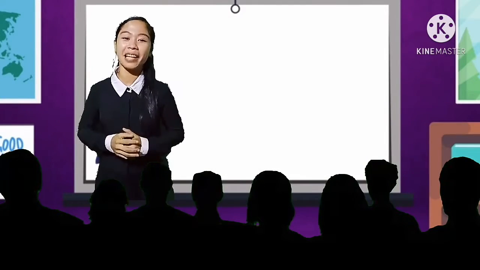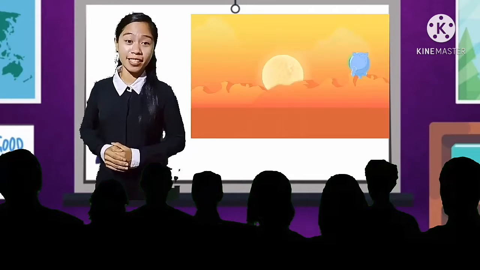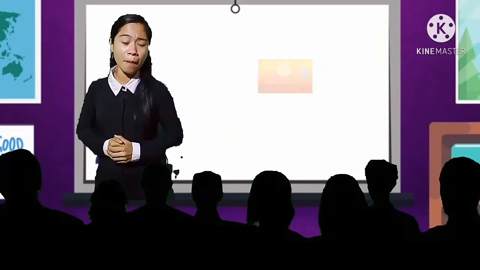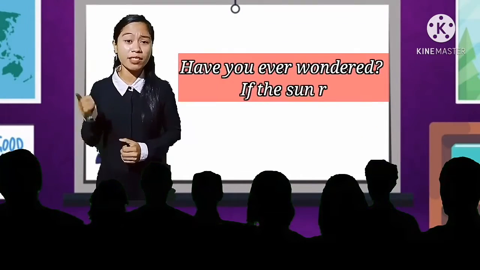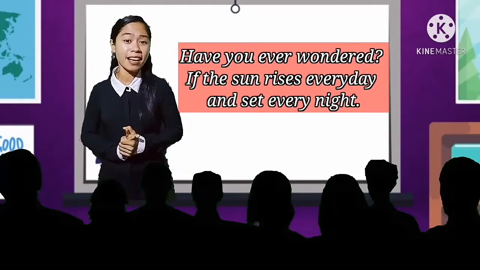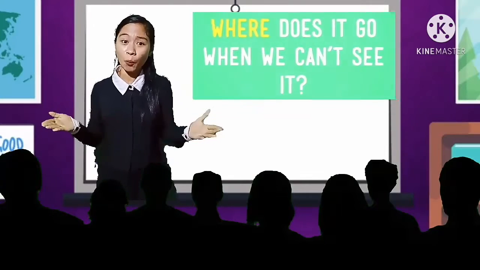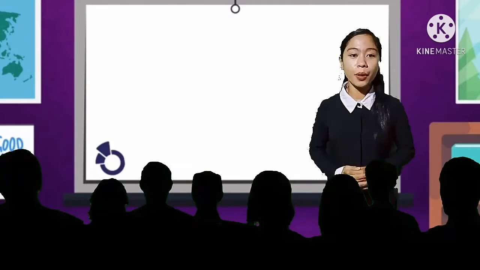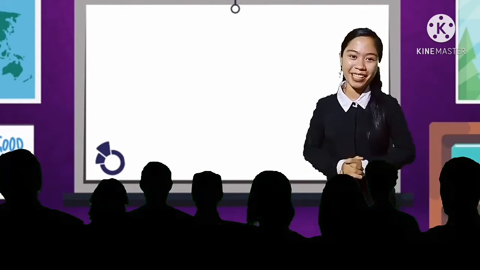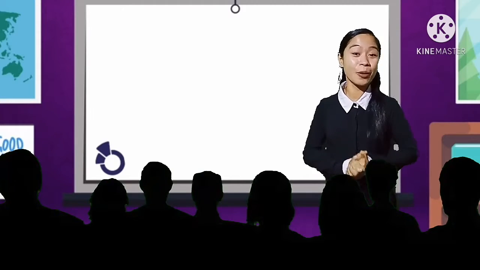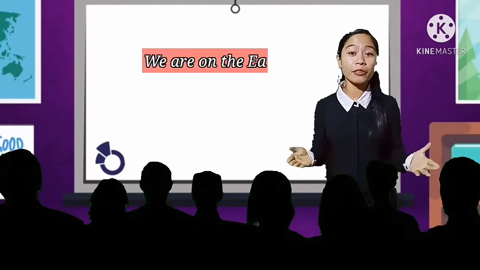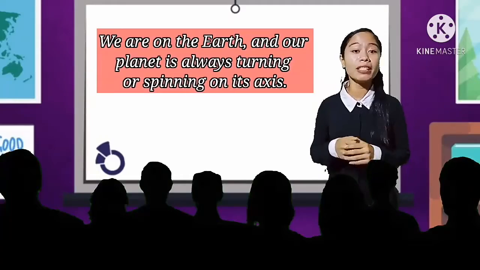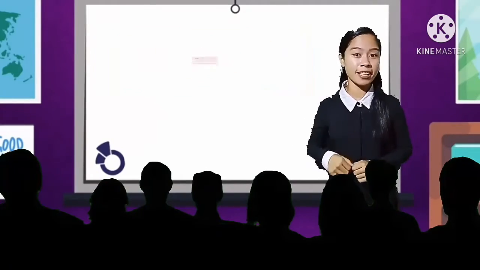If not, let's elaborate on it. You've seen the sunset, right? And when you get up early enough, maybe you have seen the sunrise too. But have you ever wondered, if the sun rises every day and sets every night, where does it go when we can't see it? Well, nowhere. It's actually us that goes somewhere, because we are on the Earth and our planet is always turning, or spinning, on its axis.